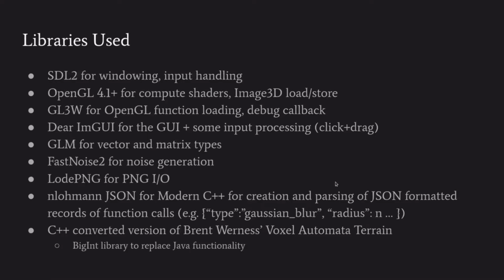GL3W is a replacement for GLEW, and I have the source for it, which has actually proved helpful at least twice. Yeah, so for Dear ImGui, I moved to the docking branch just recently. There are some very cool features with that. GLM for vectors. Fast Noise 2 I mentioned before. They've got a very cool, very configurable noise generation library there if you want to check it out. And then there's LodePNG for PNG input and output.